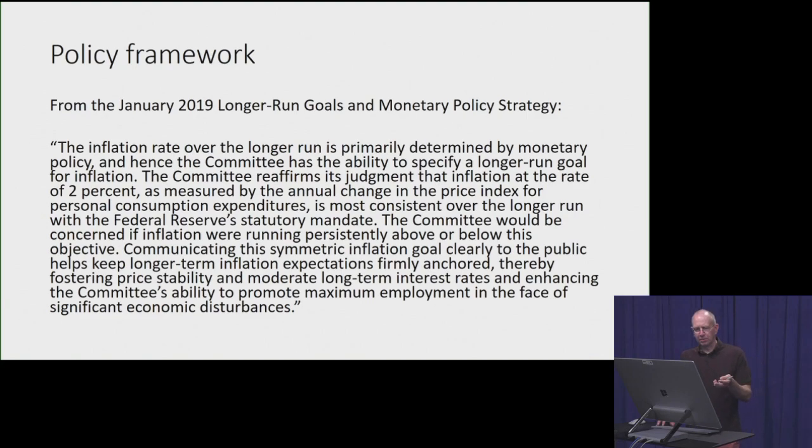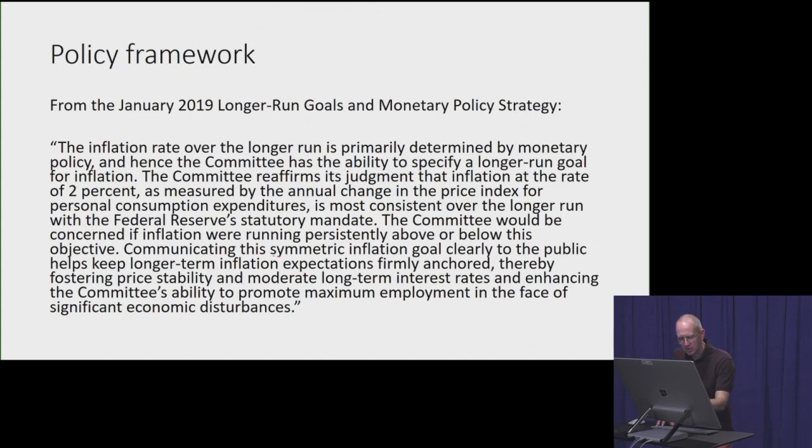And so let's look at some language from this framework. This is from the January 2019 version. Inflation rate over the longer run is primarily determined by monetary policy, and hence the committee has the ability to specify a longer run goal for inflation. The committee reaffirms its judgment that inflation at a rate of 2%, as measured by the annual change in the price index for personal consumption expenditures, is most consistent over the longer run with the Fed's statutory mandate. This is that dual mandate. The committee would be concerned if inflation were running persistently above or below this objective. In other words, it's not a ceiling.